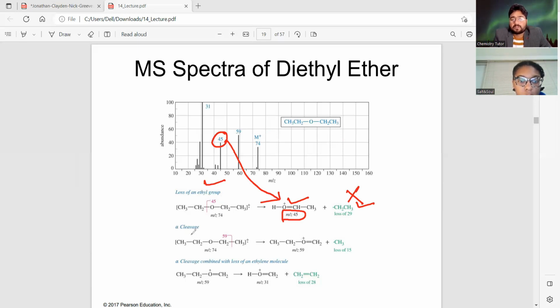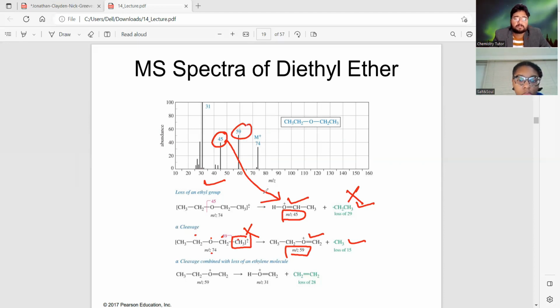If I am performing alpha cleavage of this compound, this is oxygen, this is alpha carbon, and this is alpha carbon. Now the compound is symmetrical. So if I am breaking this carbon-carbon bond, what will happen? I am getting an oxonium ion. The M/Z value is again 59, and loss of a methyl group will take place. So loss of 15, M/Z 74 minus 15. So this fragment will appear at 59.